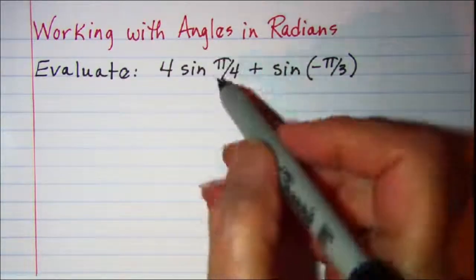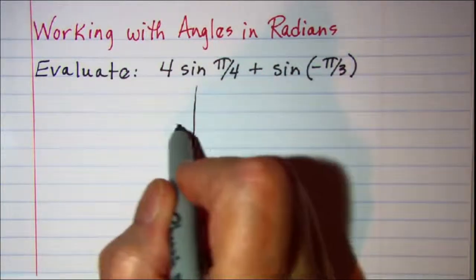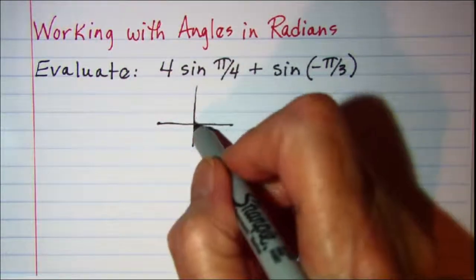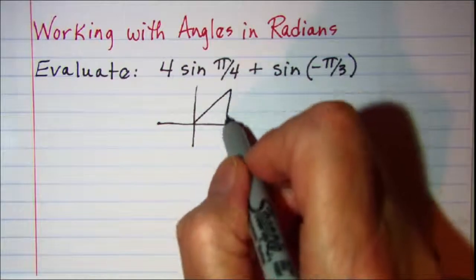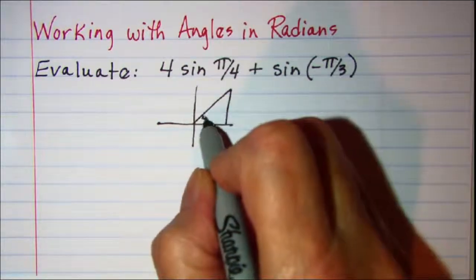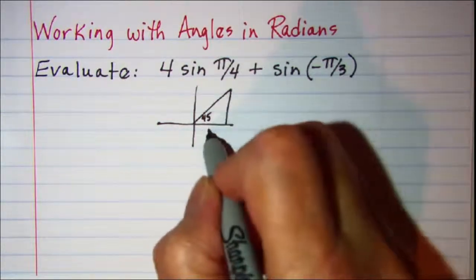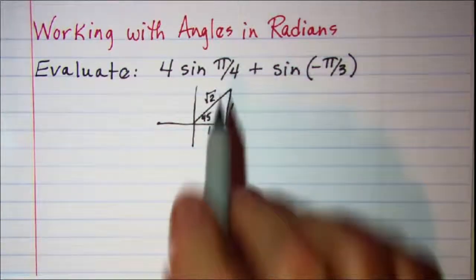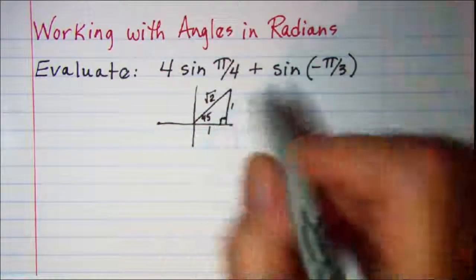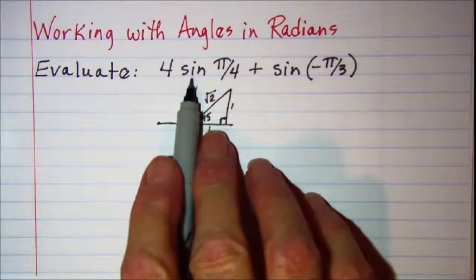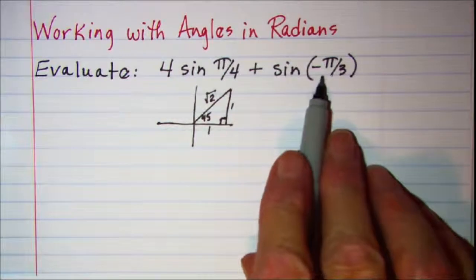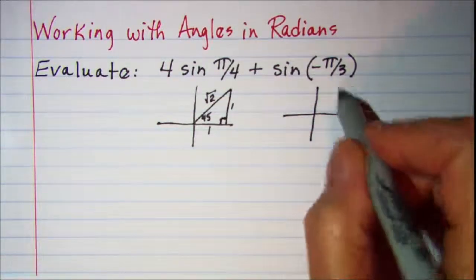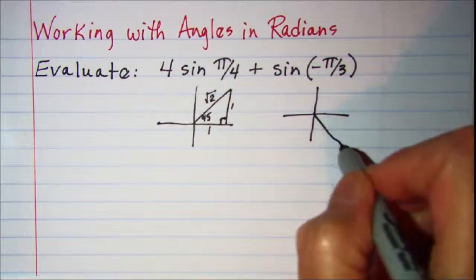Now what I would do is draw my reference triangles. Pi over 4 is in quadrant 1, and it's a 45-degree reference angle. And so we can put our values, 1, 1, root 2, in my reference triangle to use in just a minute. Now this one, a negative pi over 3, that one is in quadrant 4.